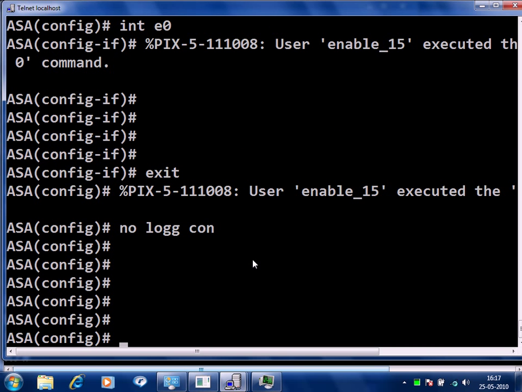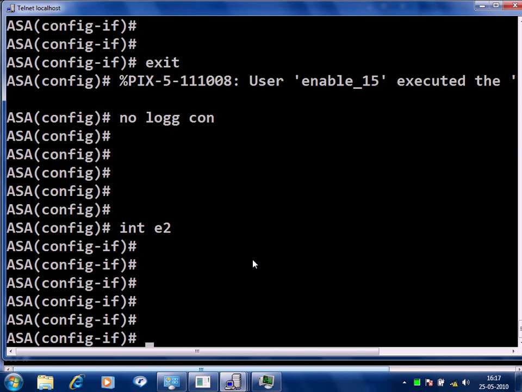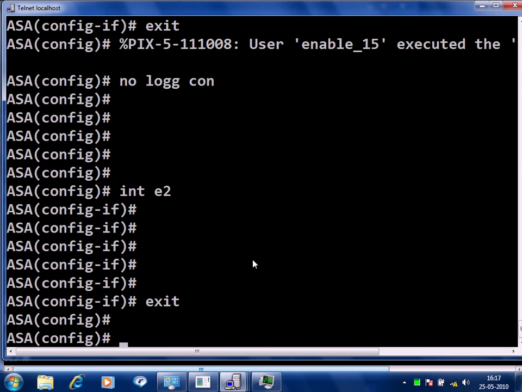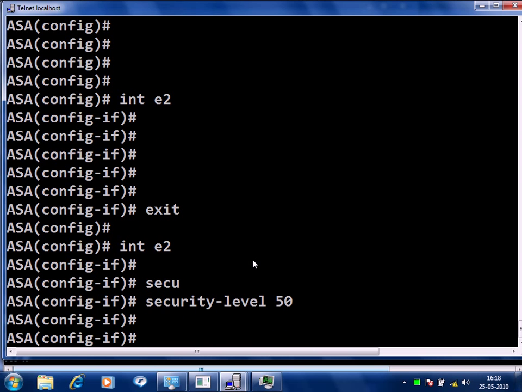Then let's give this DMZ interface a security level. Let's change some security level to it, or you want to keep it just like that? DMZ and outside both have security level 0 only. It's okay, we don't need any practical on this one. But in an example, let's say if interface E2 has security level 50, then any traffic from inside to DMZ and inside to outside is permitted. Any traffic from DMZ to outside is permitted. Nothing is permitted from outside to inside.